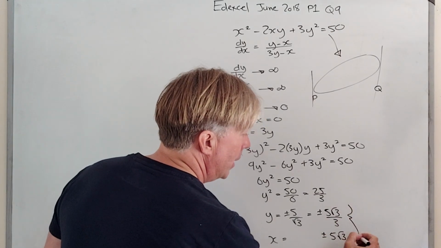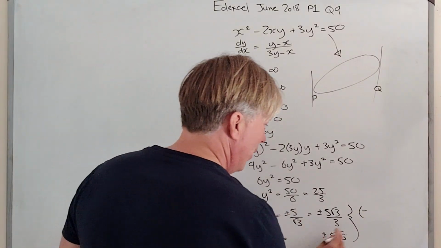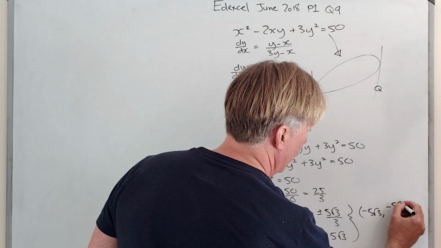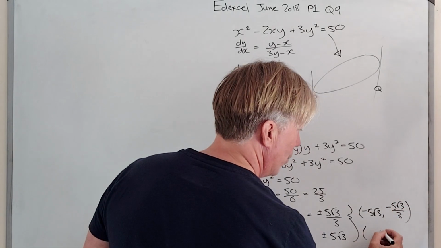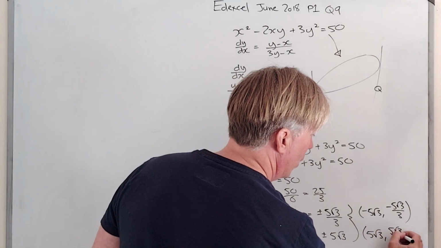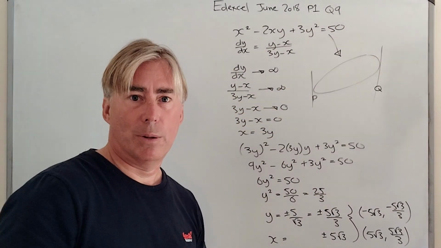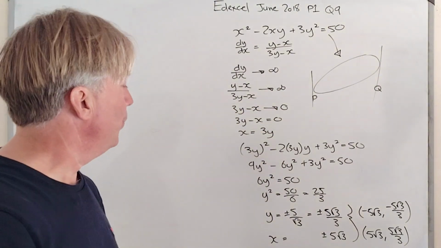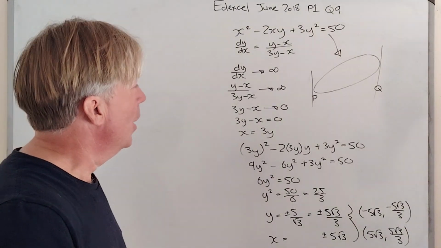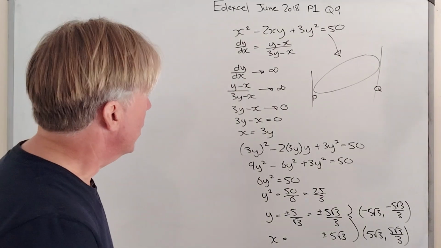Okay, so combining these two, our coordinates are negative, so get this the right way round, negative 5 root 3, comma, negative 5 root 3 upon 3, and also positive 5 root 3, comma, positive 5 root 3 upon 3. So those are our two coordinates for P and for Q, or rather the points at which it touches the function. Now, this I looked in the mark scheme because I actually thought about a different way of doing this, and it wasn't in the mark scheme.